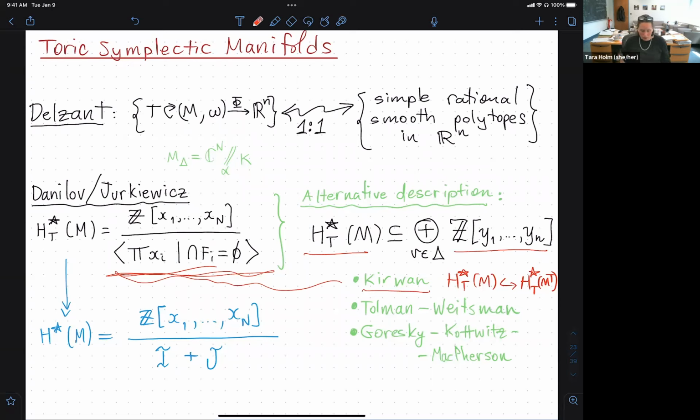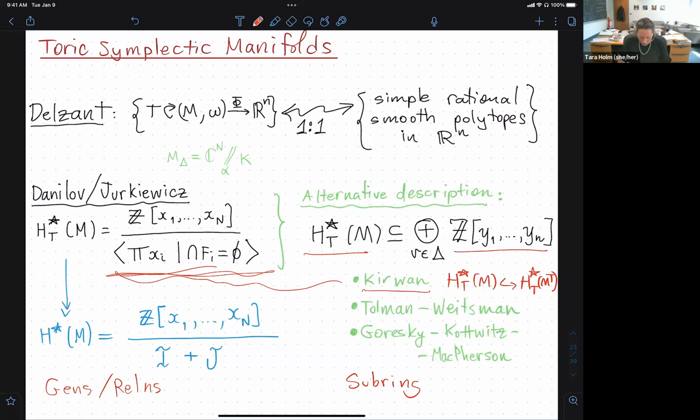And so this alternative description, so here on the left, we have generators and relations. And then a number of mathematicians, starting with Frances Kirwan, then Sue Tolman and Jonathan Weitsman, and also, in a different context, Goresky, Kottwitz, and MacPherson find a description of equivariant cohomology as a subring. I am not going to go into too many details, but I just want to highlight that these two different descriptions might allow you to approach problems in different ways.